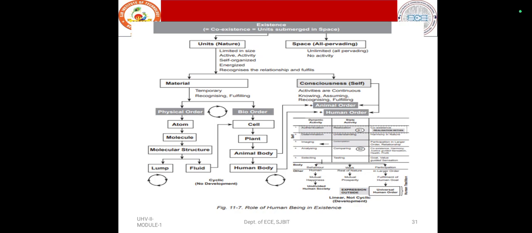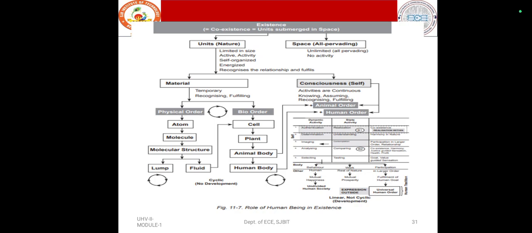So coming to the domain of consciousness, there is just one type of unit which we have referred to as self. Of course, there are many consciousness units. The self is characterized by the activities of knowing, assuming, recognizing, and fulfilling. It has the need to know as well as the potential to know. So, this we explored by referring to our natural acceptance. Knowing means having the right understanding, or understanding of the harmony in the entire expanse of our being.